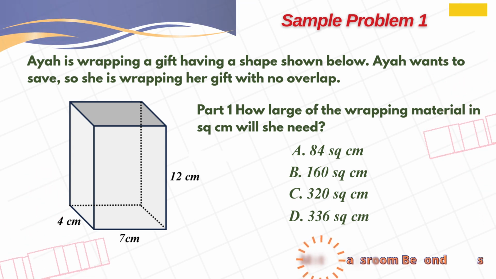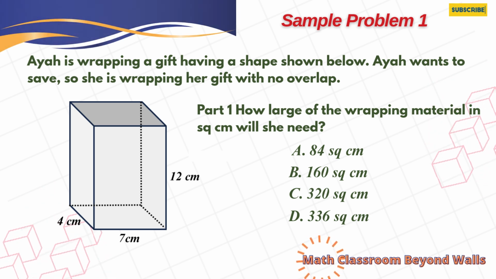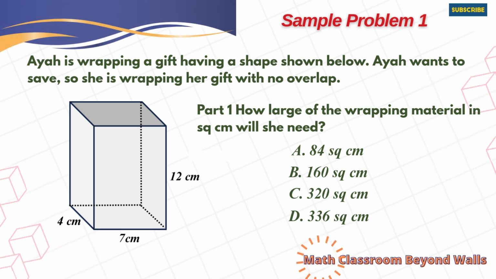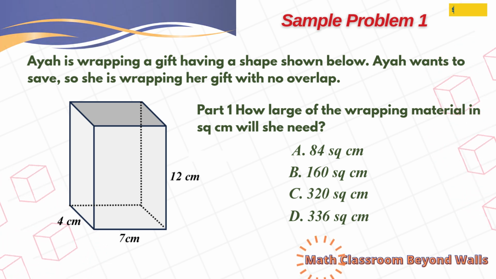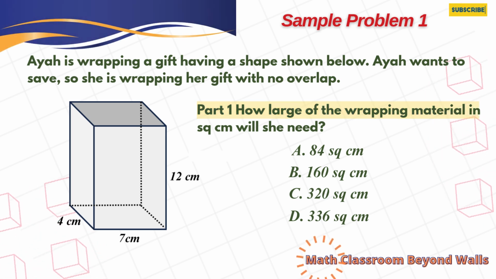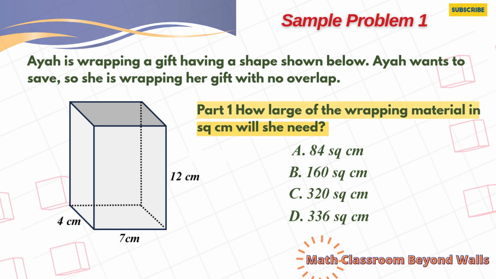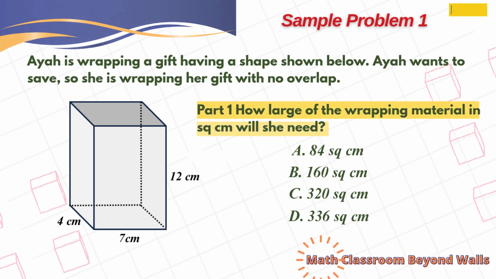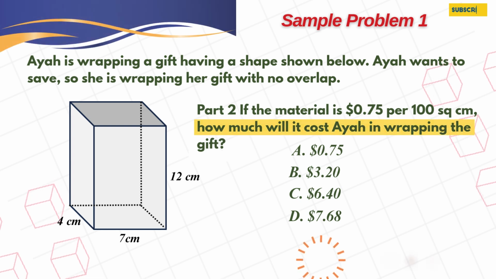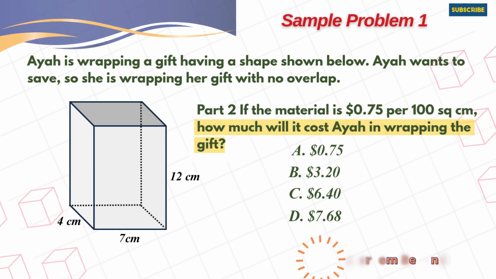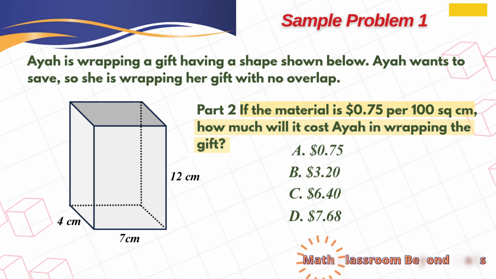what we're looking for, to determine what are given, and to figure out how the given information help find what we're looking for. What are asked in the problem, learners? Okay, here we are asked two things. First, we are to determine how large the wrapping material in square centimeters will Aya need in wrapping her gift with no overlap. And second, we're to find how much will it cost Aya in wrapping the gift if the material is 75 cents per 100 square centimeters.